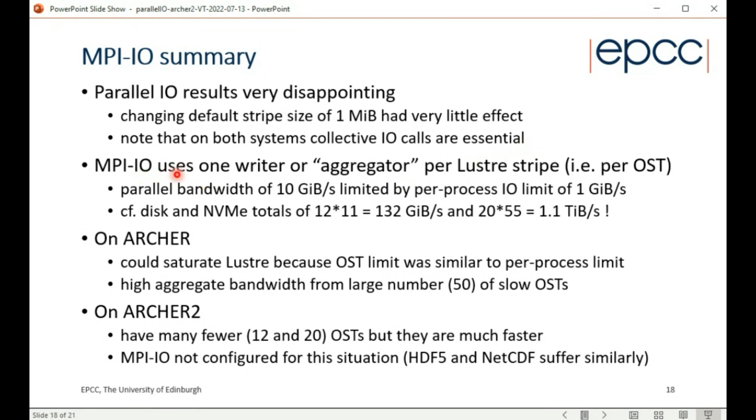But MPI-IO uses one writer or aggregator per Lustre stripe. So I saw the parallel I/O bandwidth is limited by our 1 GB per second. What I'm trying to say here is that on Archer, having one process writing per stripe was fine, because the bandwidth of one process was similar to the bandwidth of one stripe. However, we've seen on ARCHER2, the bandwidth of one stripe, of one OST, is much more than the 1 GB per second we can get from one process, and that's what's limiting us.